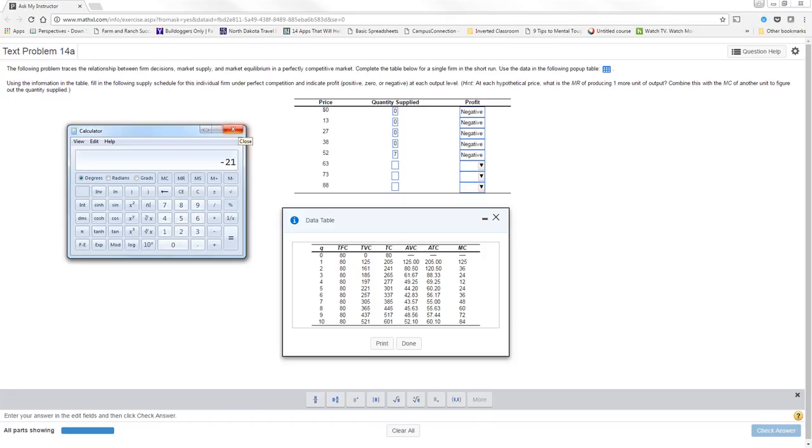Problem number 16 is basically a similar problem, except it's a market, and I think there are 100 firms in the market, and all firms have the exact same cost schedule. So you'd have to figure out if they would produce anything at all, and then if they would, figure out how much each individual firm would produce, and then multiply it by 100 to get the market supply. So hopefully that helps.